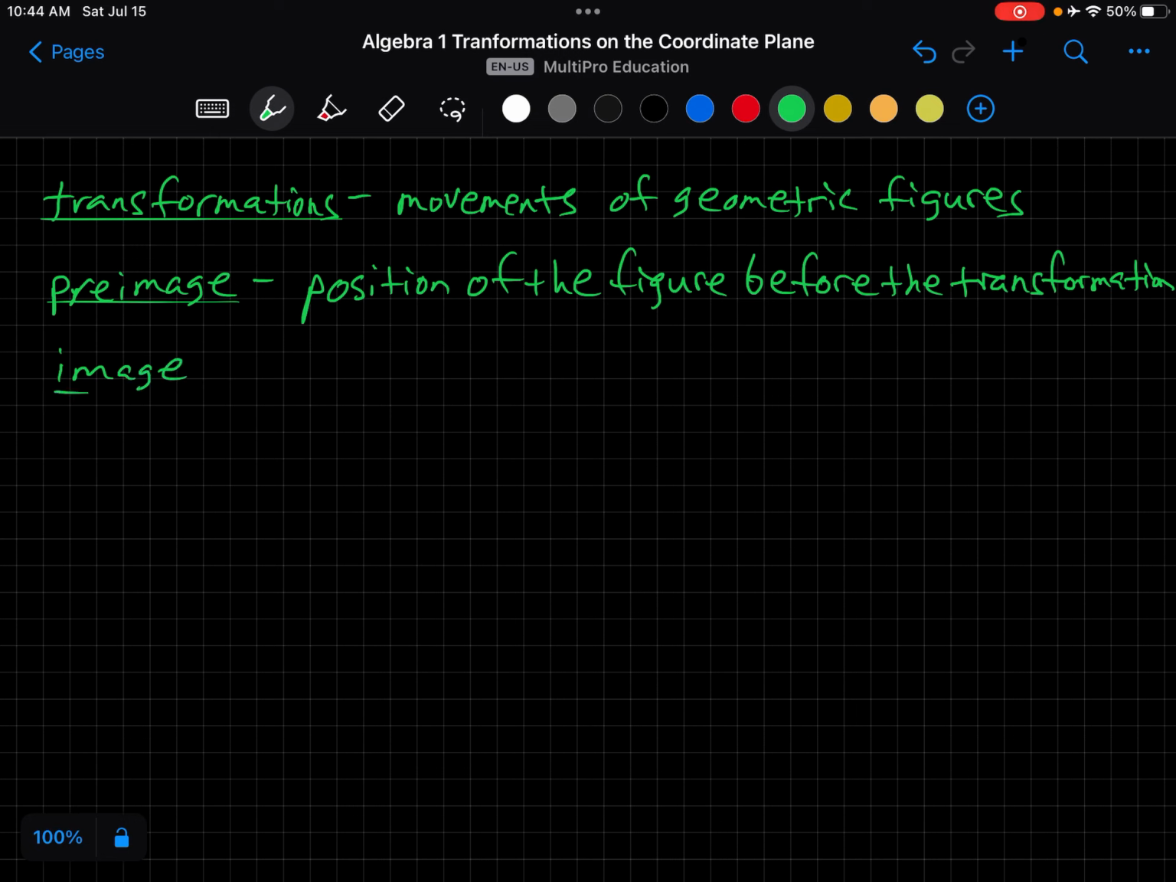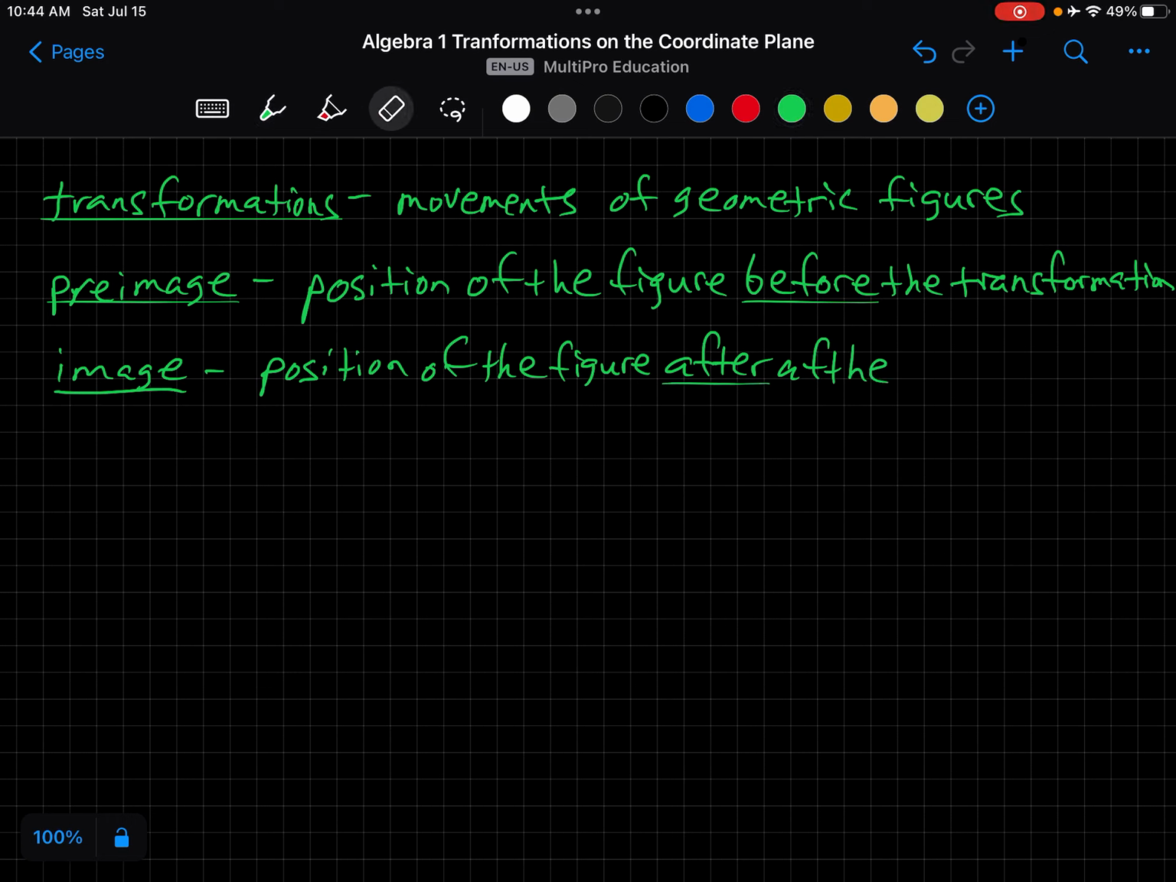Alright, let's look at another definition here. Image. Everybody knows what this is. It's like when you look at a picture, right? Well, not so much in the mathematical world. So this is a position of the figure after. This was before, this is after the transformation. What kind of word is that? After. Oh, we already wrote the word after. I'm mixing words here. After the transformation.